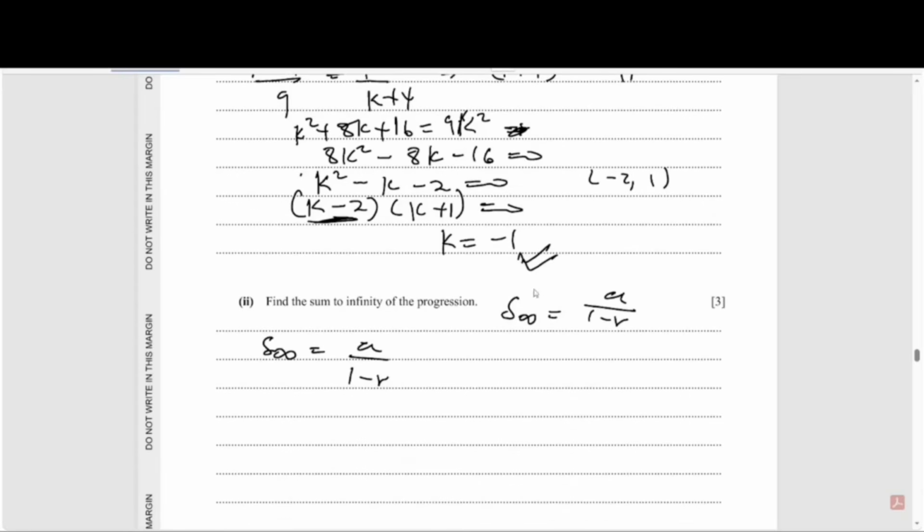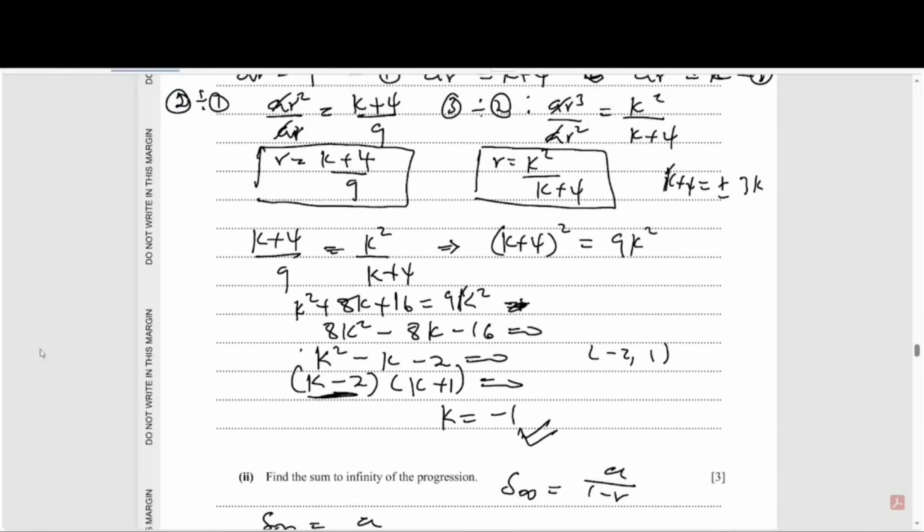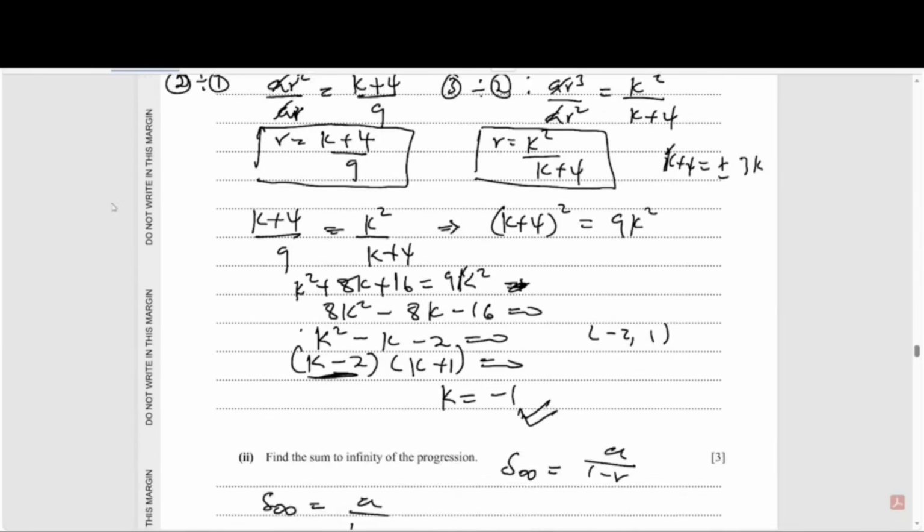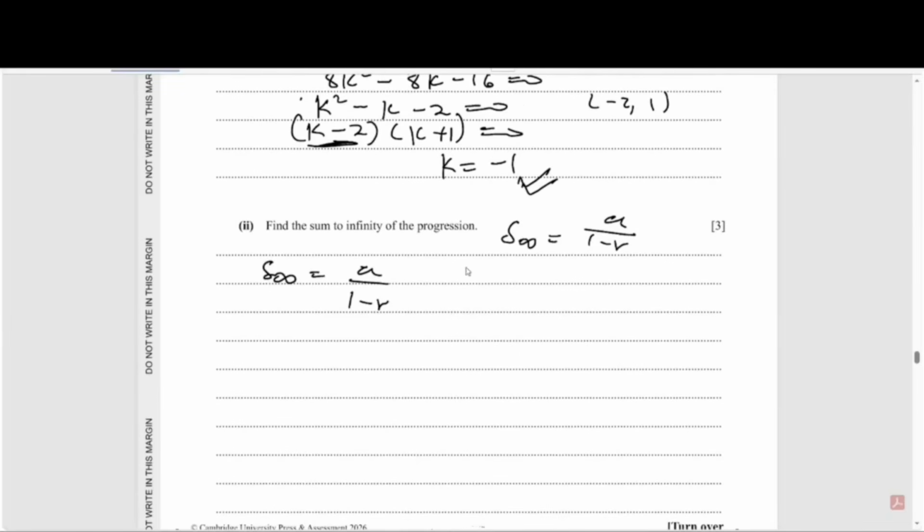But then having found the value of k to be negative 1 here, we can substitute that into any of these two formulae to find the value of r rather, and once that is found, we use any of the three equations to find the value of a. So let's start off with r. r is equal to k plus 4 over 9.